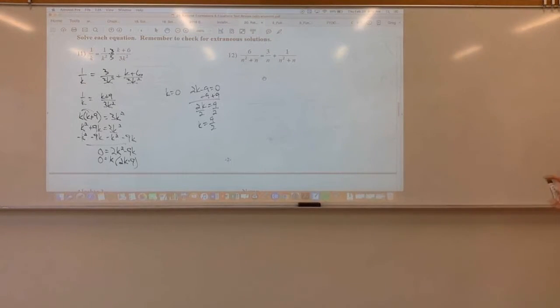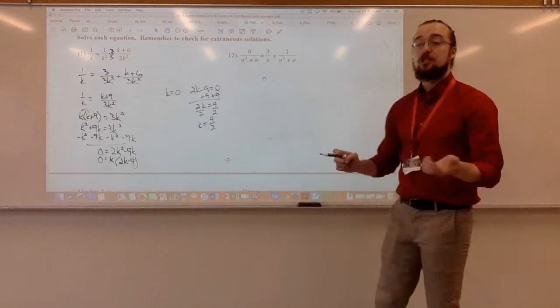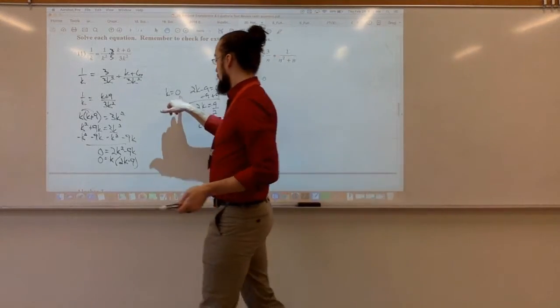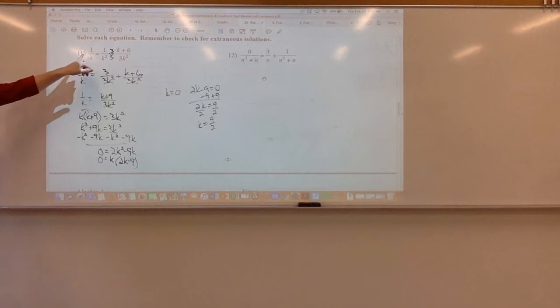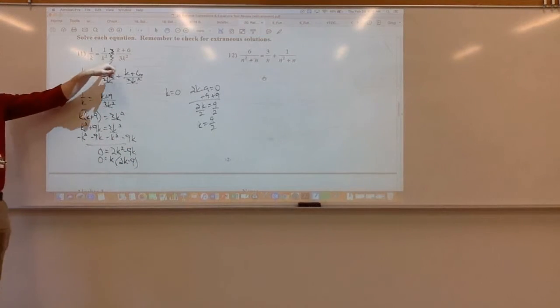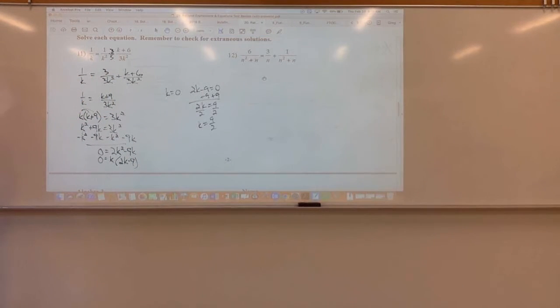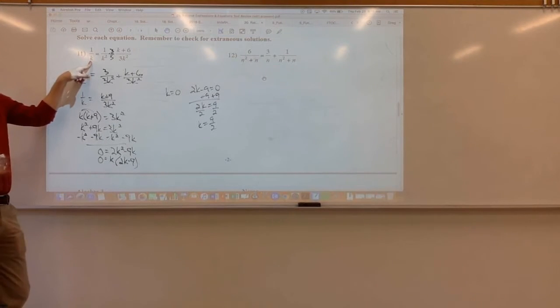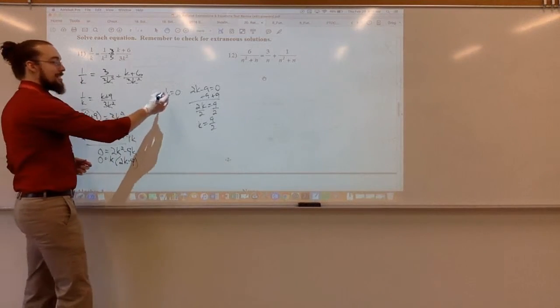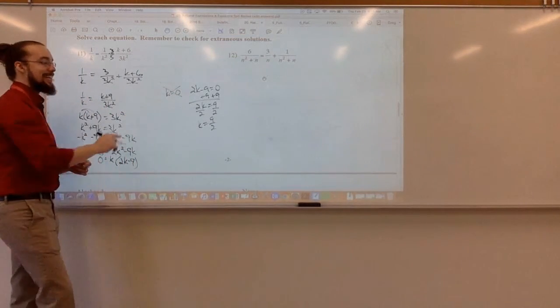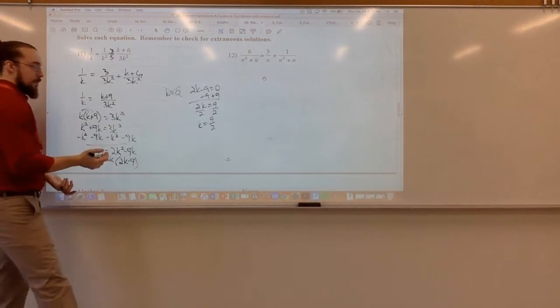So remember, you do have to check to see if either of these are extraneous solutions. So I want to take both of my answers and plug them into the denominators to see if the denominators equal 0. So if I plug 0 into my denominators for k, do I get 0 anywhere? Yeah, right? If I plug 0 in for k, k would be 0. So we can't have 0 in a denominator. That means this is an extraneous solution. It doesn't work.